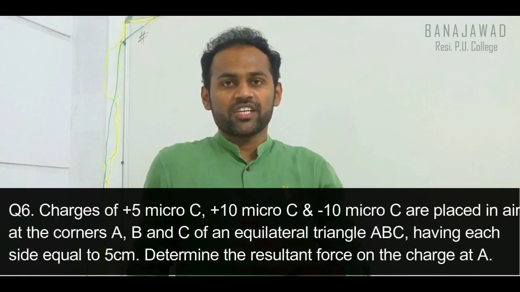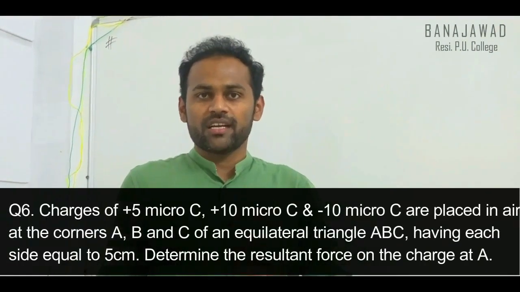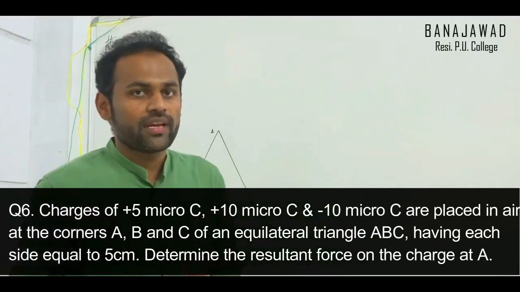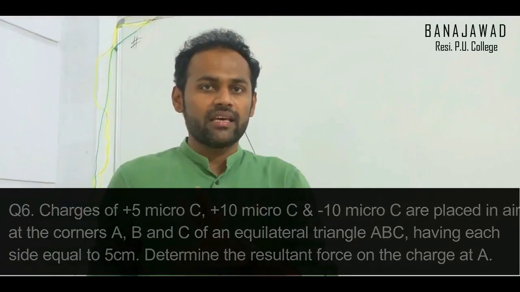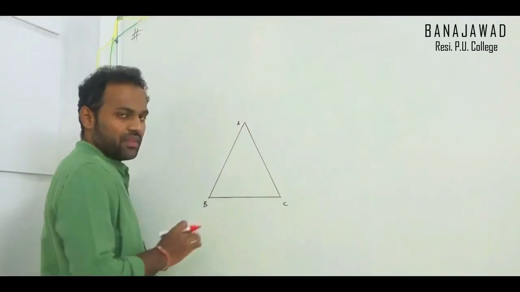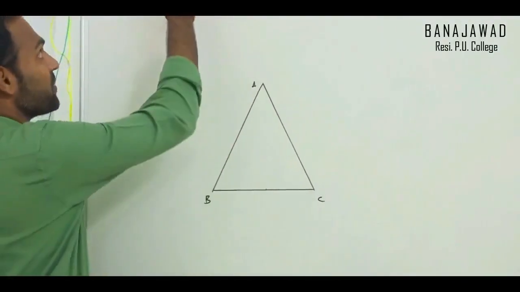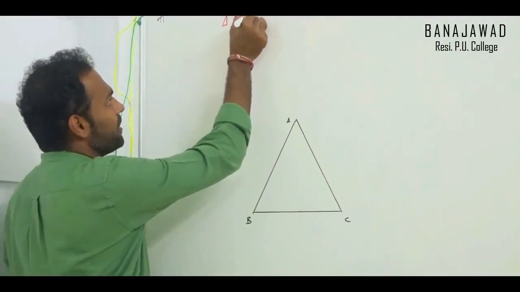Three charges, plus 5 microcoulomb, plus 10 microcoulomb and minus 10 microcoulomb, are placed at the 3 vertices of an equilateral triangle ABC in air. Plus 5 microcoulomb is placed at A, plus 10 at B and minus 10 at C. We have to find the force acting on the charge placed at A. So this is an equilateral triangle, and we have named it ABC.